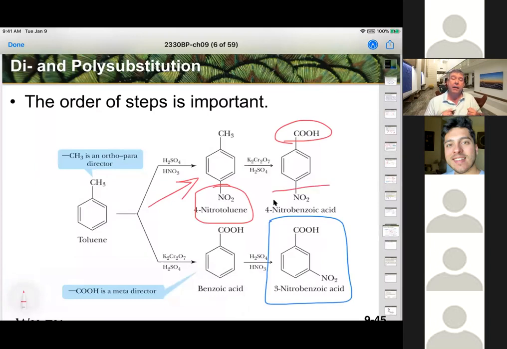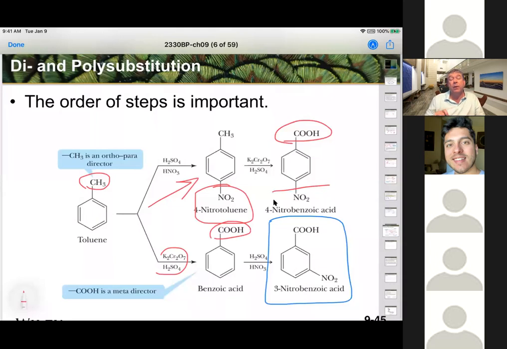Okay, so let's do it backwards. Let's go ahead and oxidize this first and turn it from an ortho-para director into a meta director. Now, it's deactivated, so we have to use more strenuous conditions, more heat, and it won't give us a higher yield, but we get the isomer we want.